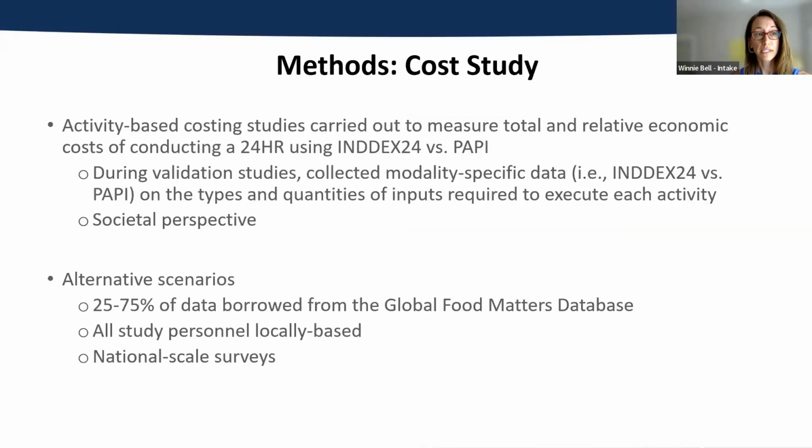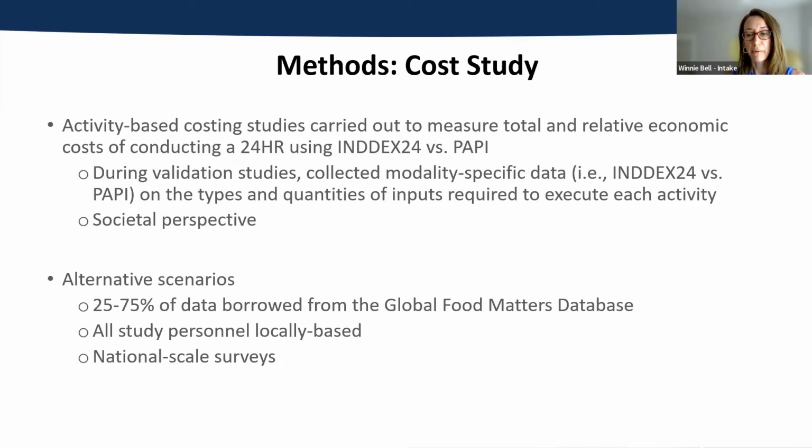For the cost study specifically, we took an activity-based costing approach, and this work was carried out alongside the validation study. To do this, we first defined all the different categories of costs and then costed out the activities required to conduct the 24-hour recall survey with either Index 24 or pen and paper. We defined all costs from a societal perspective, meaning that all costs were included regardless of who incurred them.